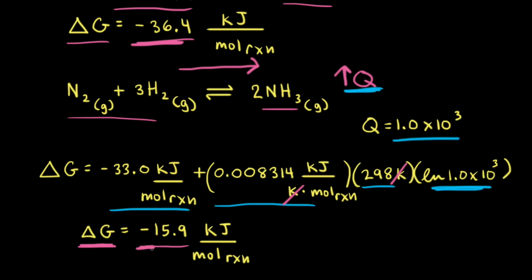Since delta G is negative, once again, the forward reaction is favored, so the reaction moves to the right to increase products and to decrease reactants. So again, Q will continue to increase. And think about what's happening to delta G. It was negative 36.4, and now it's negative 15.9. And as Q keeps increasing, delta G keeps getting closer and closer to 0. Q will keep increasing until delta G is equal to 0, and the reaction is at equilibrium.